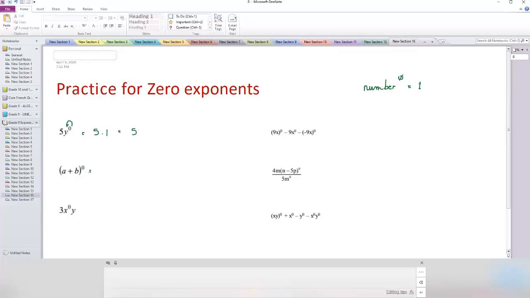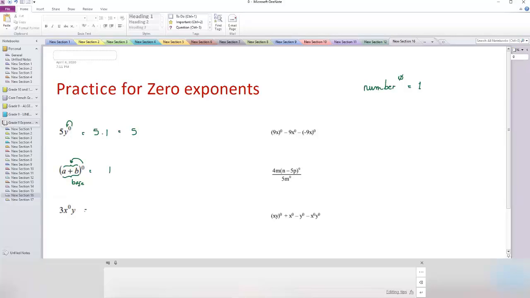Next one, you see that everything, a plus b, this is a base. This is my base, and the exponent is 0. That means the 0 is affecting anything inside the bracket. That means everything equals 1.